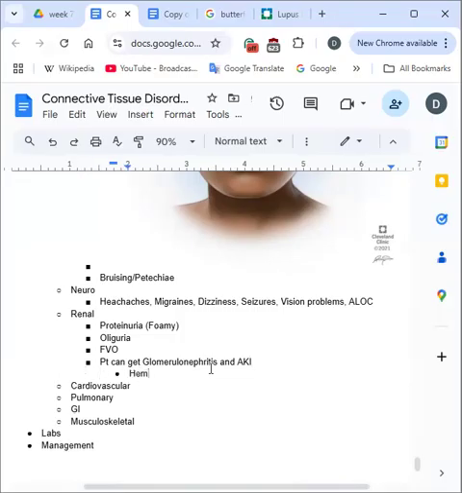Because glomerulonephritis is nephritic, they could have hematuria with that as well. So bloody pee. And in general they could have AKI, renal failure.